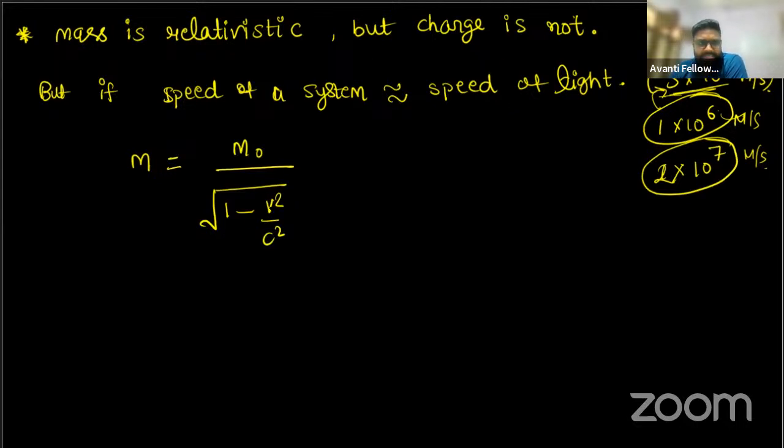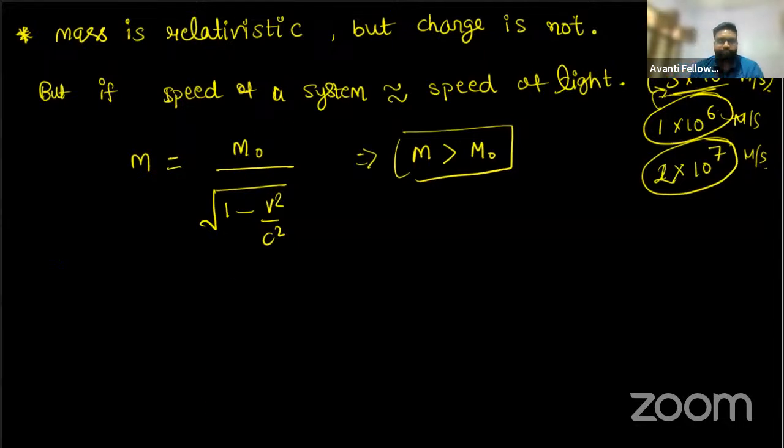So you can easily guess this v by c is always less than 1. So this square root is also less than 1. And when we are dividing something with less than 1, the value m will be greater than m naught. But let's say this v is very less. So we can neglect this v with respect to this c. So this ratio will become 0. Then 1 minus 0 is, sorry, 1 minus 0 is 1. Then m is equals to m naught.